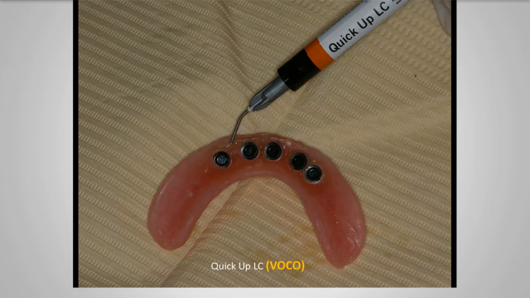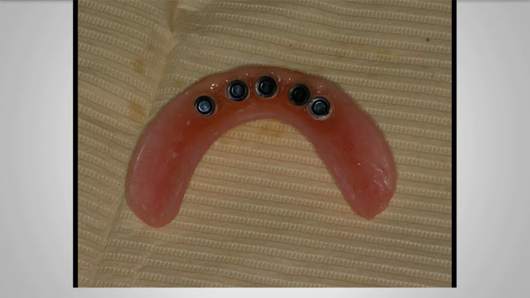So this again is the Quick Up material from Voco. Here we see that we've not only picked up the housings, but in the little areas on the facial aspect where there's a little bit of a lip or void, we're using the Quick Up material LC. LC meaning light cure. And so by light curing these areas, we don't have to worry about using a material to pick this stuff up or to relieve it again and do it again and again. By using the Quick Up LC, we just clearly fill in the void and cure it with a light, and we are finished, as you can see.